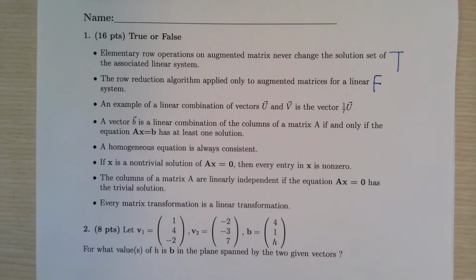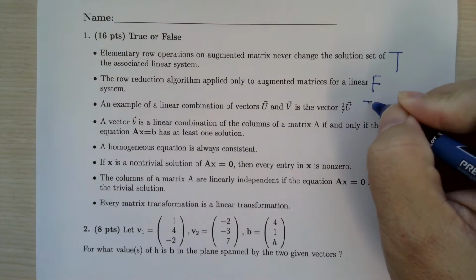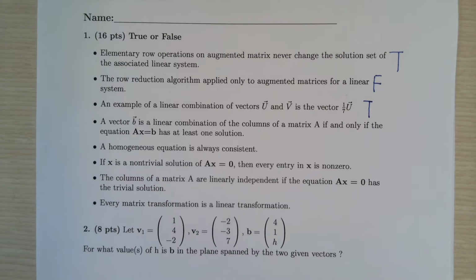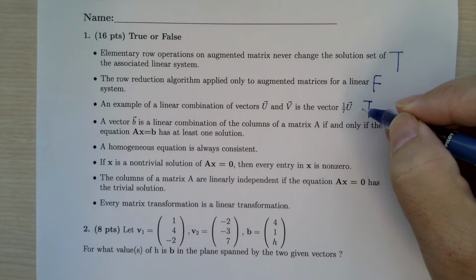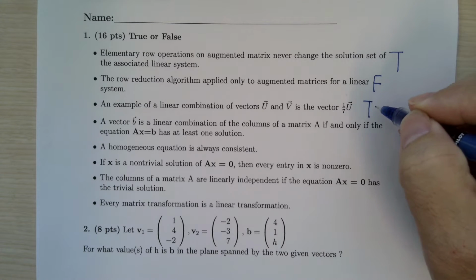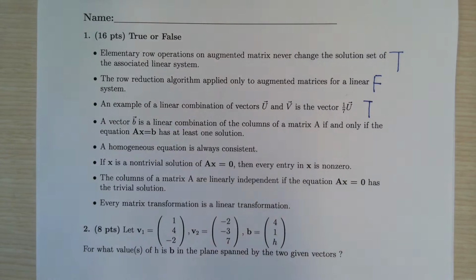Okay. Third one, an example of a linear combination of vectors u and v is the vector (1/7)u. Well, this is a good one, because for the linear combination, you can also think of it as (1/7)u plus 0 times the vector v. Okay, so there's nothing wrong with that.